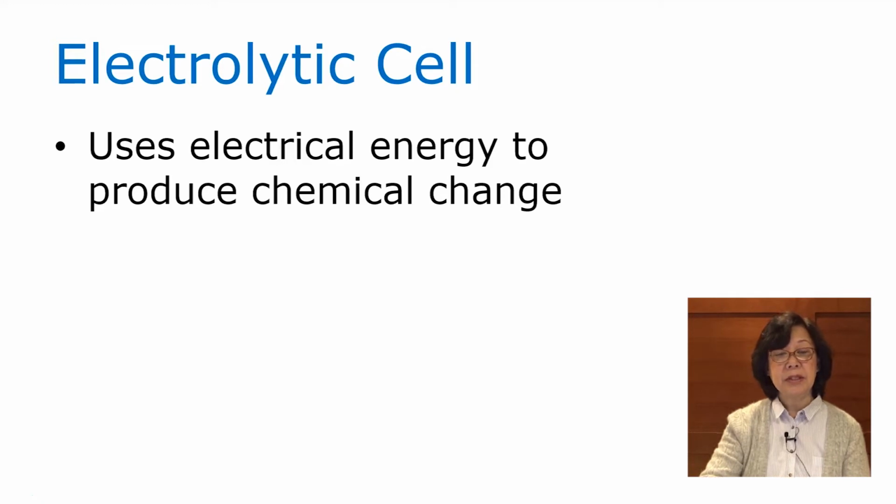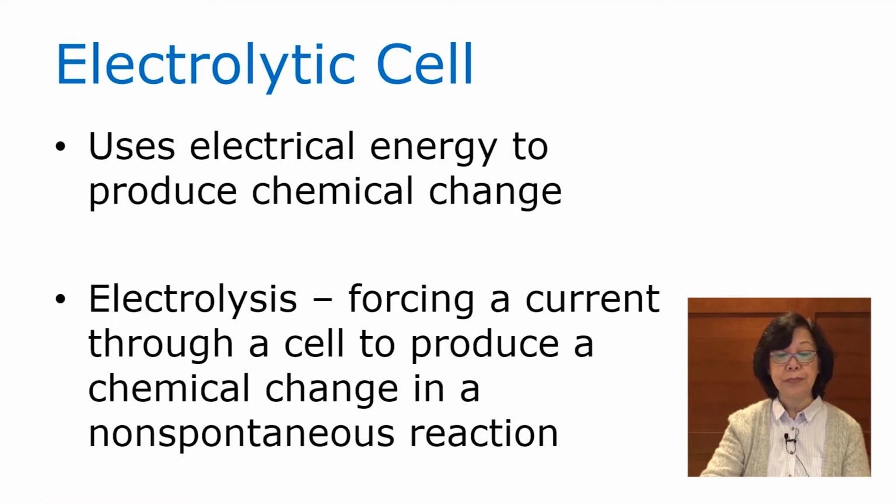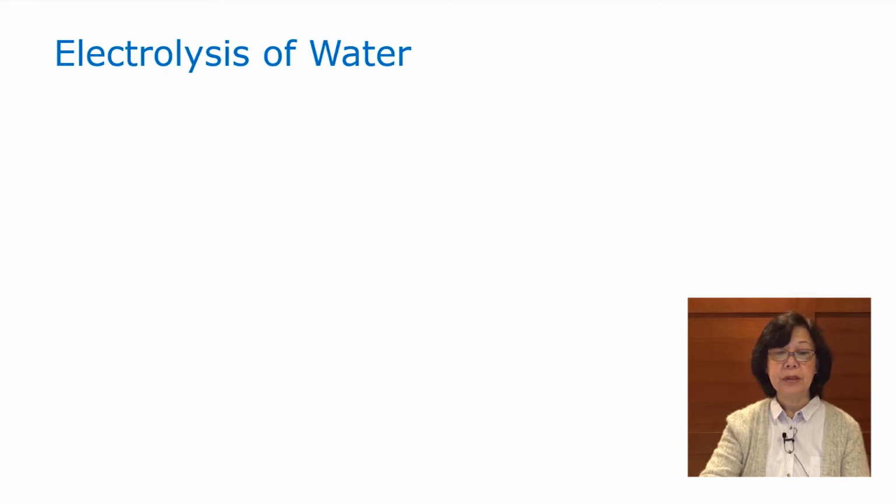In an electrolytic cell, the reaction is not spontaneous. We have to use electrical energy to produce chemical change. And this is forcing the current through the cell, and therefore the cell potential is negative. Such as electrolysis of water.